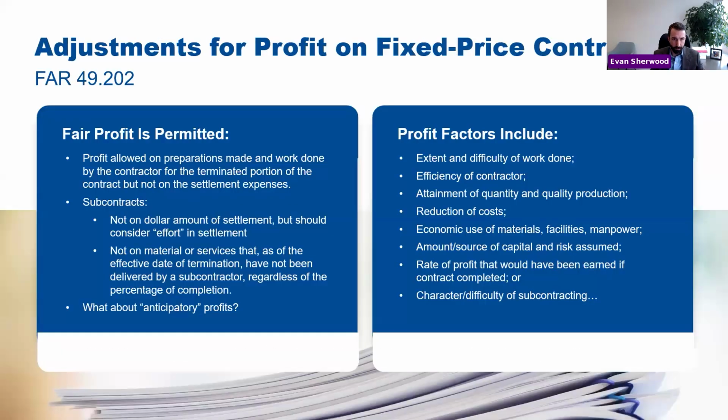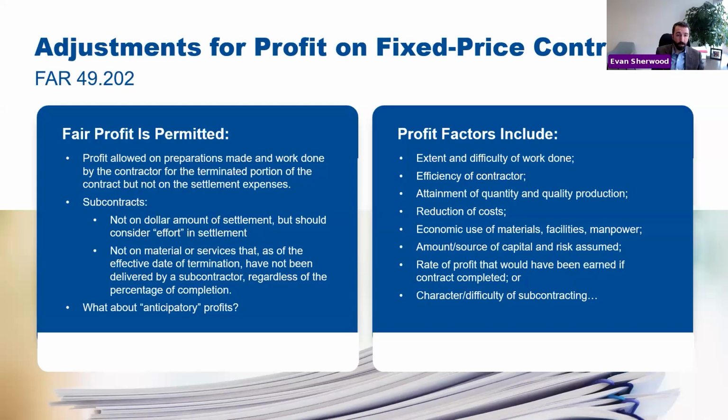Adjustments for profit. Fair profit is permitted in a termination settlement. Lost profit is not. Does everybody feel they understand the difference between that? Fair profit on costs incurred is allowed. Anticipated profits that you're not going to get because the agreement has been terminated are not. Okay, so there's a distinction there. Just because you can't get your anticipatory lost profits doesn't mean you can't claim fair profit on work done.